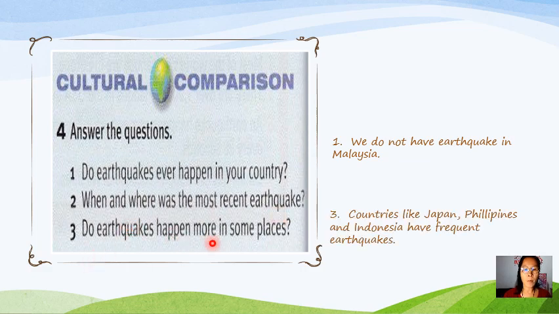Do earthquakes happen more in some places? Yes. Okay, countries like Japan, Philippines, and Indonesia have frequent earthquakes. So some of these countries are located at these earthquake and volcano-prone places. Okay, so lucky for Malaysia, we are not in these places. Okay, so that's the end of our lesson today.